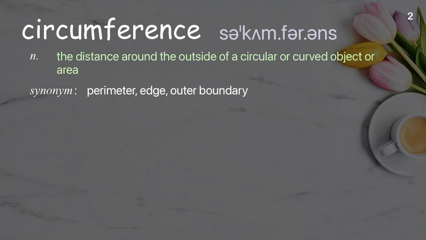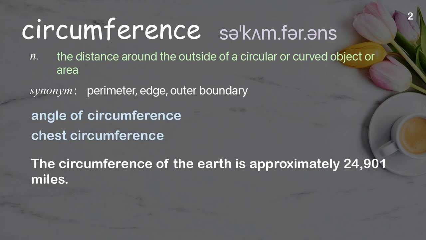Circumference. The distance around the outside of a circular or curved object or area. Examples. Angle of circumference. Chest circumference. The circumference of the Earth is approximately 24,901 miles.